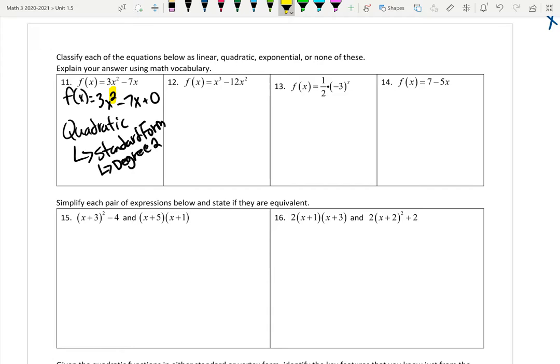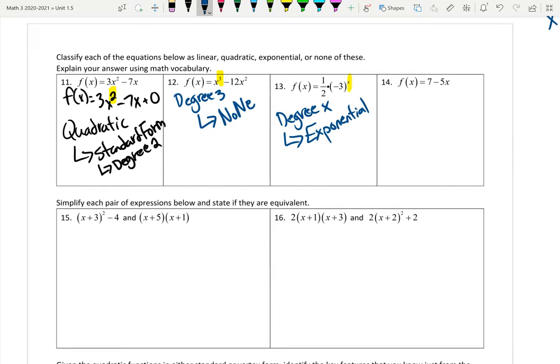Oh, getting to our next guy. Scanning it. This is a degree 3, which means it's outside of my pay grade. It's going to be none of these. Here, the degree is x. This goes back to Math 2. This is going to be exponential. The way I remember this is the x is in the exponent.